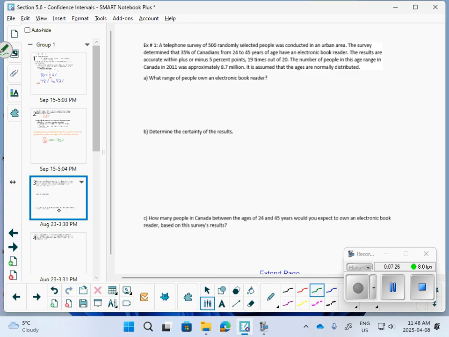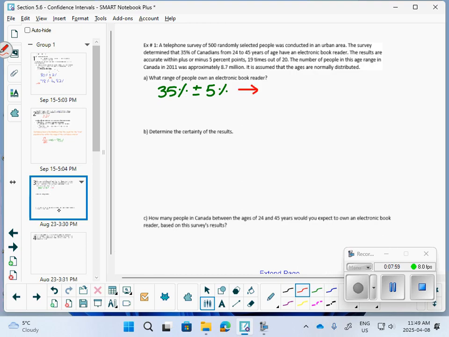So what was the percentage of book readers? Let me read that question over again. Okay, 35%, so that's our starting point. Okay, and how accurate were the results? Within how many percentage points? 5. And it wants the range of people, so it doesn't want the percent. It wants actually how many people there were.